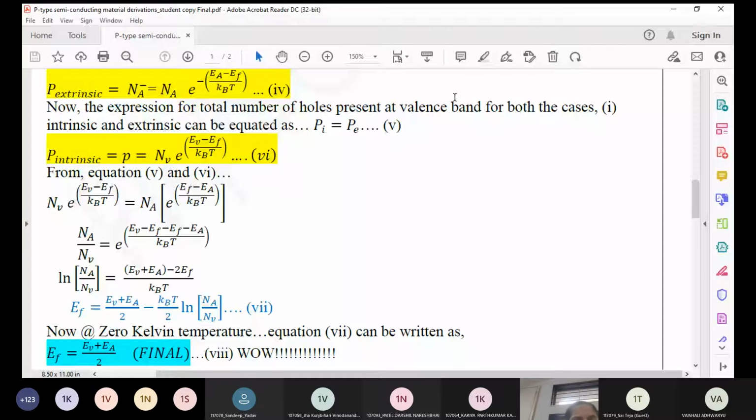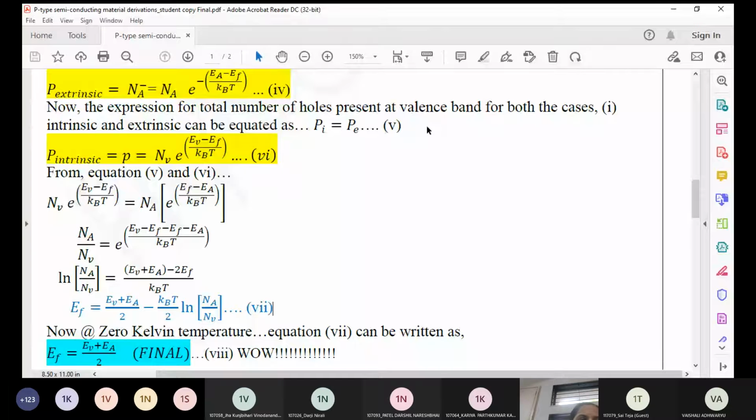Nirali, may I know what is EV and EA? EV is the energy of the valence electron, and EA is the energy of the acceptor electron. Very good. EV is the topmost energy level of the valence band, and EA is the acceptor atom energy level.